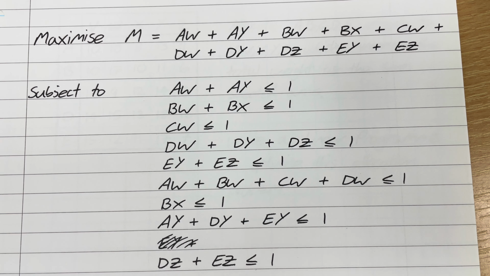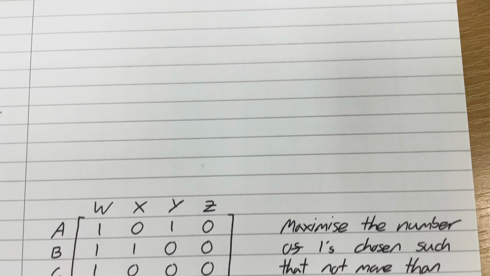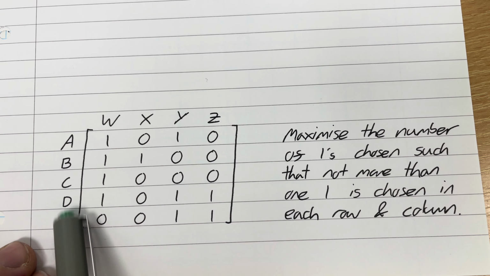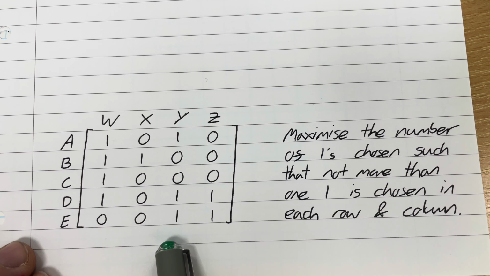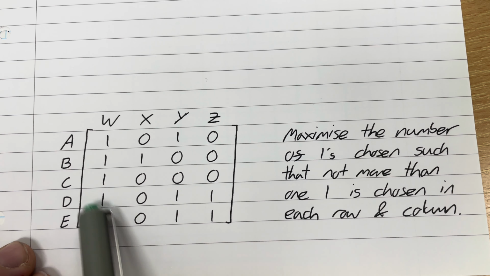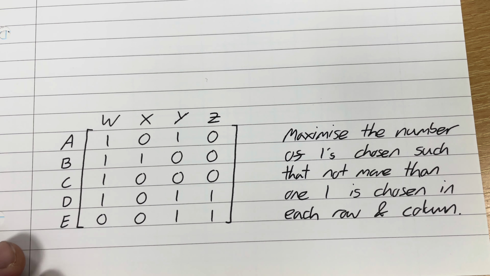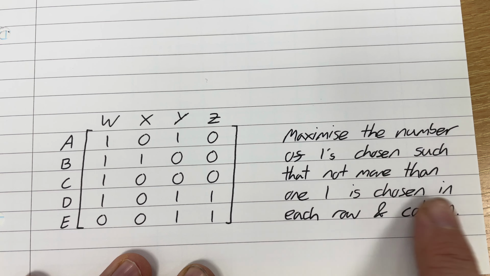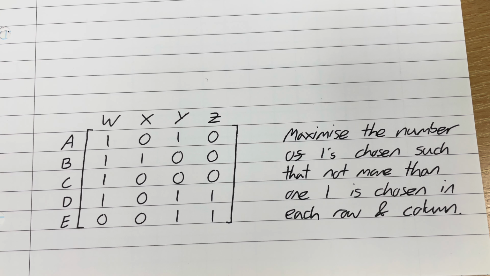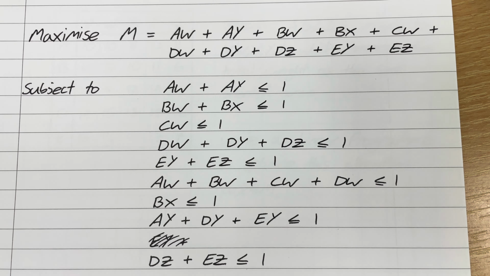Now, this problem can also be represented in matrix form. So we might end up with something that looks like this. We've got our 5 workers and 4 jobs. This is the same graph as we just had. And then we have an adjacency matrix here, which tells us which nodes are connected to which other nodes. And the problem is to maximize the number of ones chosen such that not more than one is chosen in each row and each column. Okay, so that's another way of wording the exact same problem, and that will have exactly the same linear program.